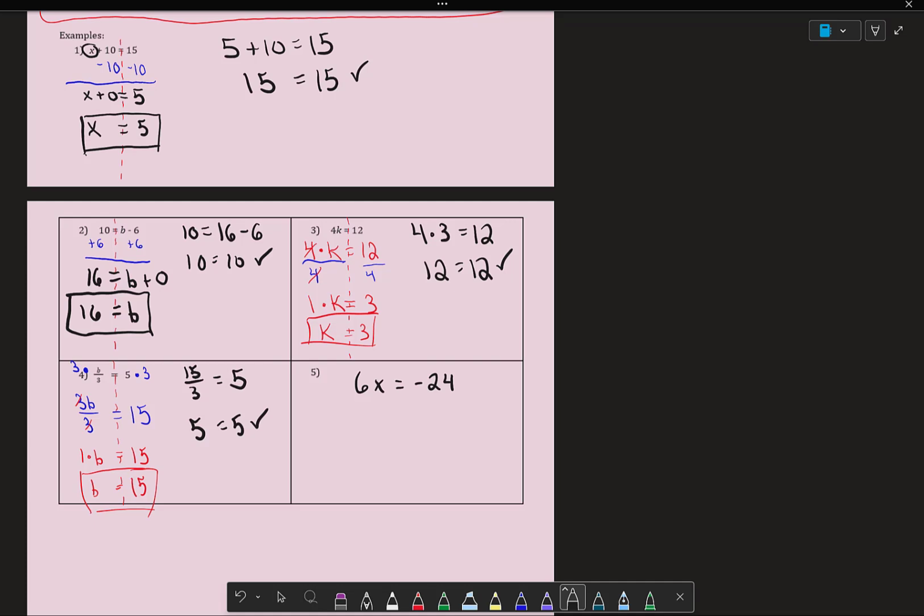Try this last one on your own. 6x equals negative 24. Remember, the goal is to isolate the x in this problem. So try it on your own, see what you do. I'm going to give the answer here in about 5 seconds.